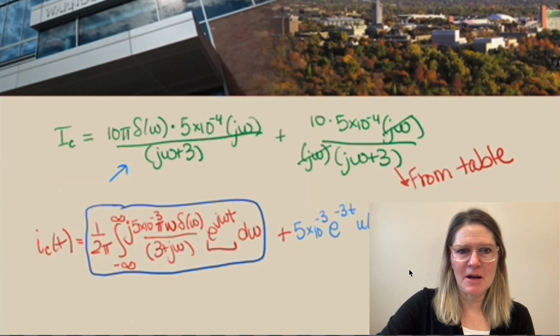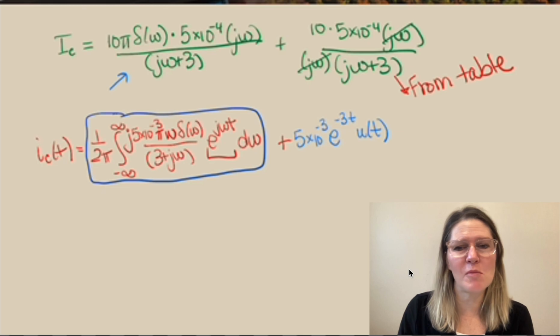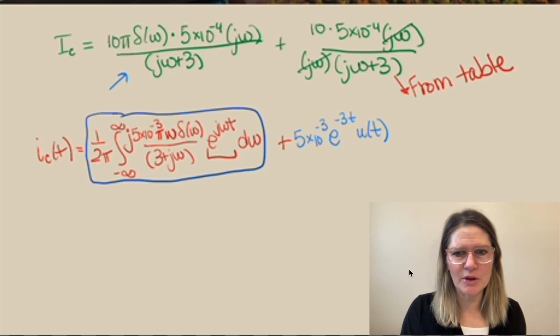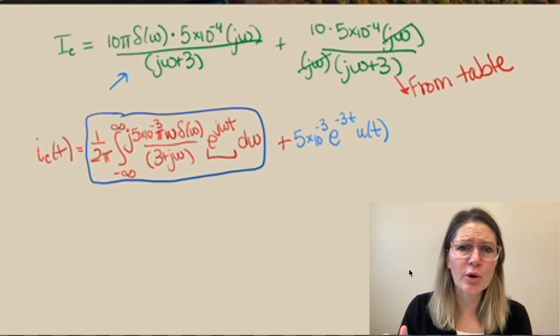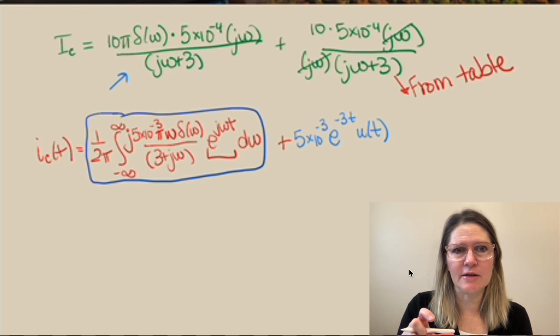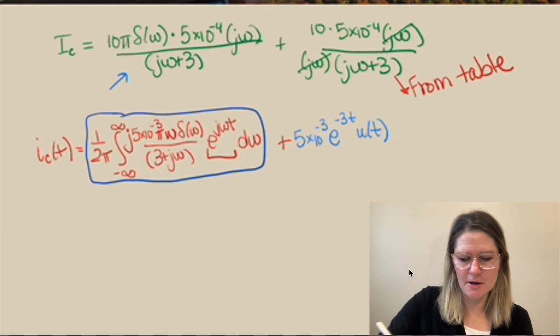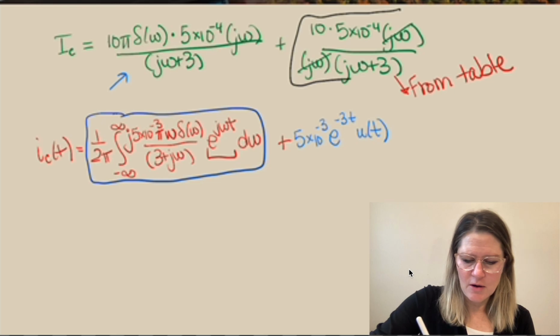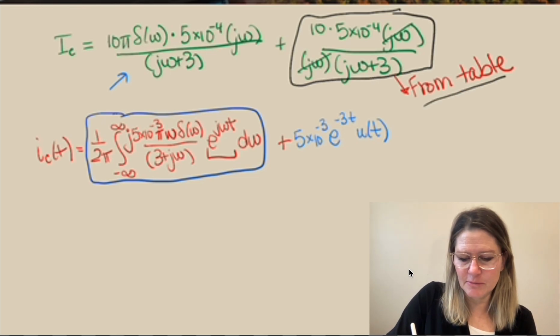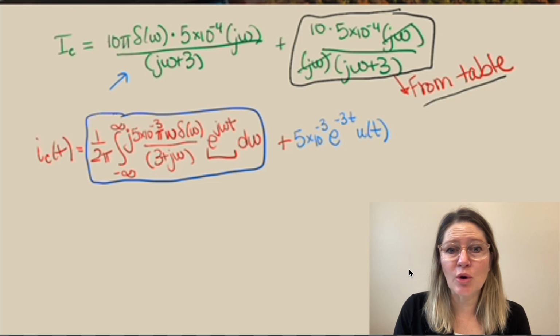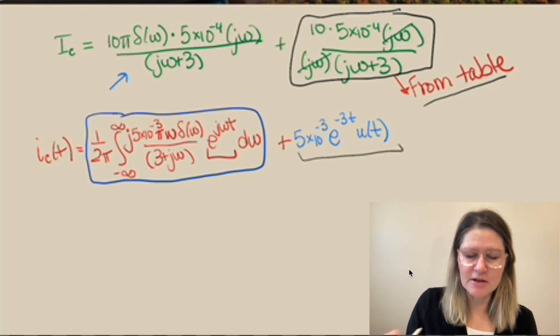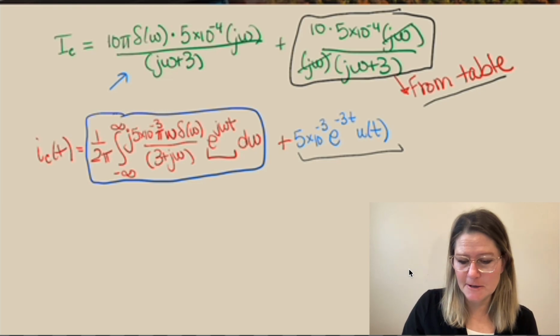So this is from class when I was solving this problem for IC of t, and we were doing the Fourier analysis, and we were left with this equation. From this equation, it had two parts. For the first part we needed to actually do the inverse Fourier in order to solve it, and for the second part we could use just right from the table itself, because there was a result in that form which gave us this 5 times 10 to the minus 3 e to the minus 3 u of t.